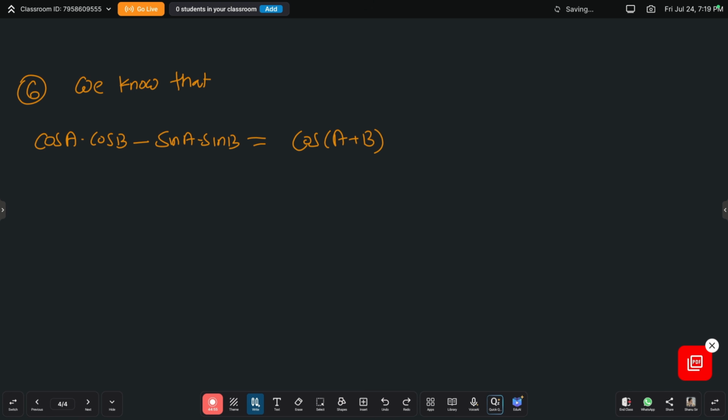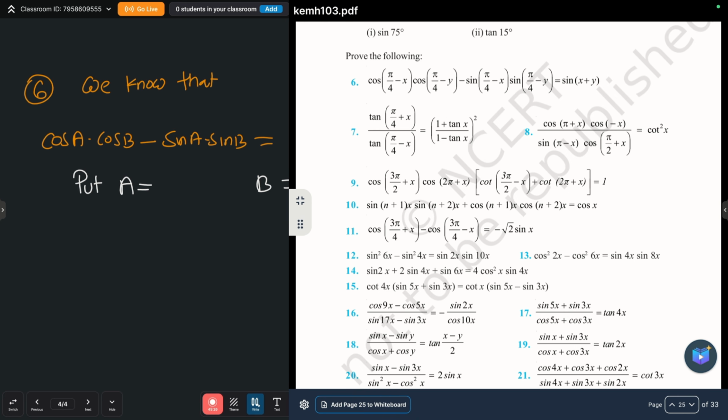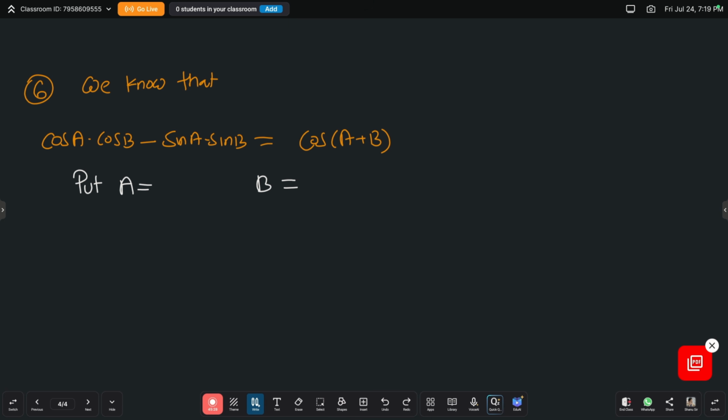Is it correct? Now what should I do? You have to substitute the a value and b value according to your proving part. Look at the proving part: what to put for a and what to put for b. This first is a and this is b. Pi by 4 minus x, pi by 4 minus y. Now replace a and b.